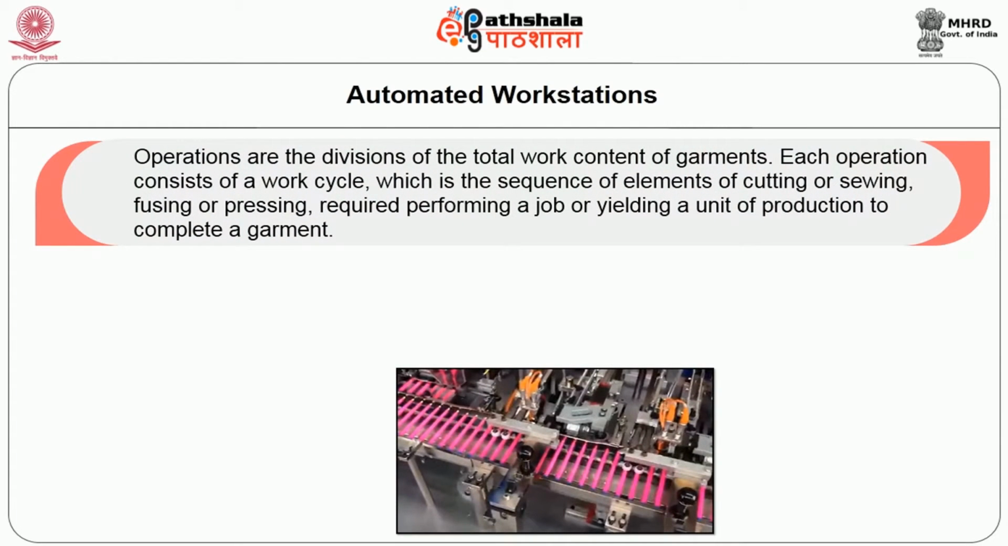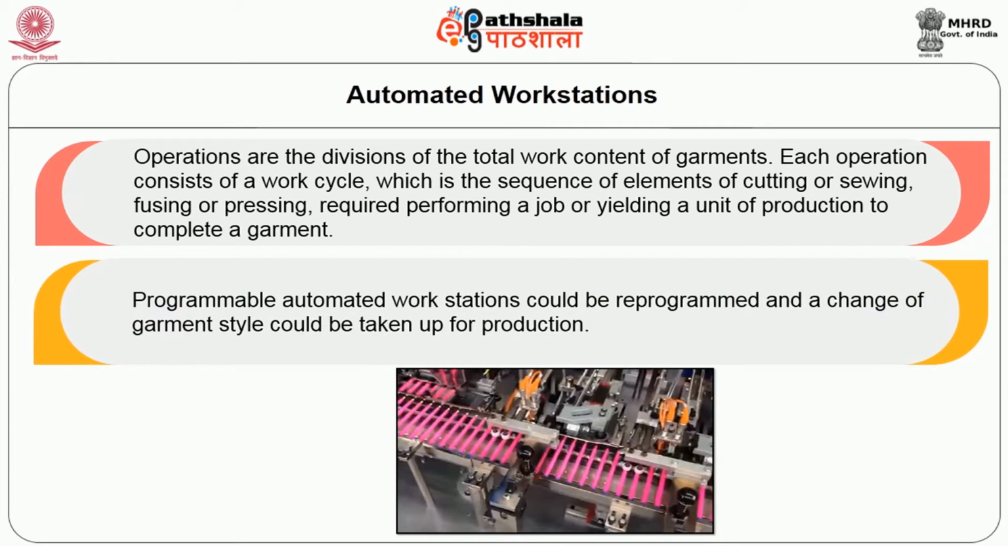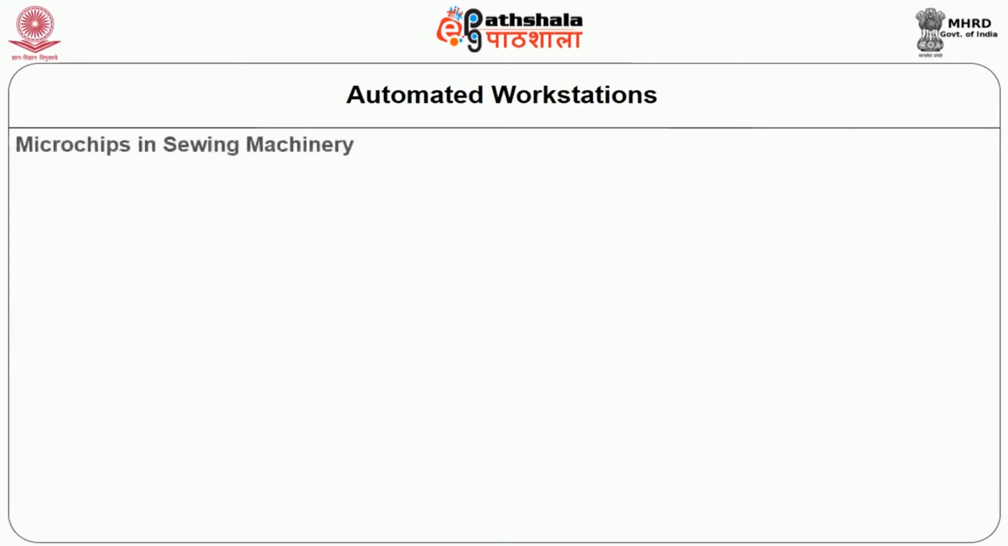Operations are the divisions of the total work content of the garment. Each operation consists of a work cycle, which is a sequence of elements of cutting or sewing, fusing or pressing required performing a job or yielding a unit of production to complete a garment. Programmable automated workstations could be reprogrammed and a change of garment style could be taken up for production.